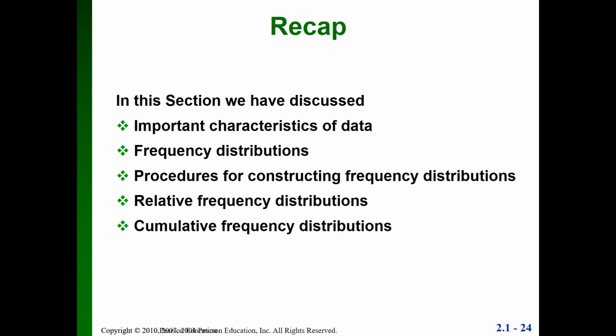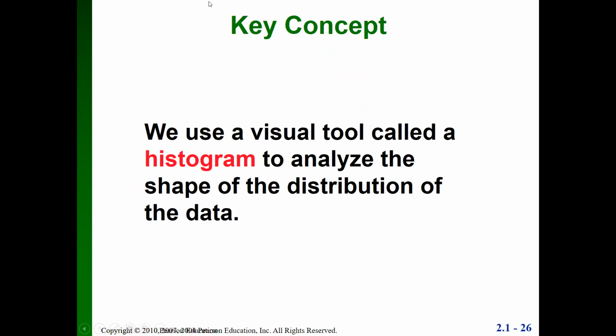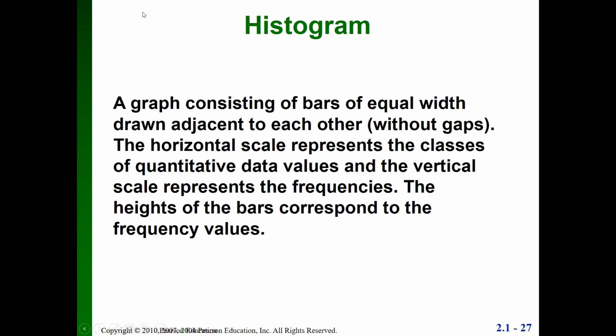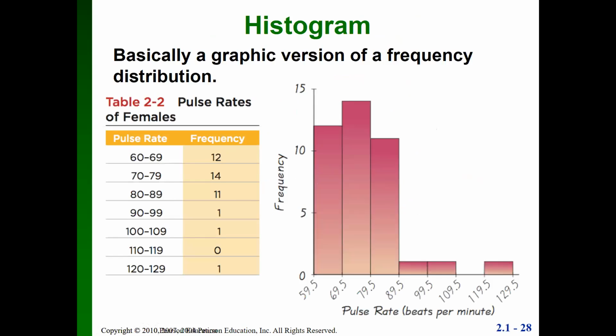Okay. So we've discussed these things. Let's look at a visual tool called a histogram next. It's a set of bars of equal width drawn without gaps. The horizontal scale represents the classes of the quantitative data value, and the vertical scale is the frequencies. So here, this is a histogram of the data. And again, it shows visually what we saw from the frequency table, that the majority of our data are in these first 3 classes. Note that the lower boundary is halfway between the lowest value of one class and the highest value of another.